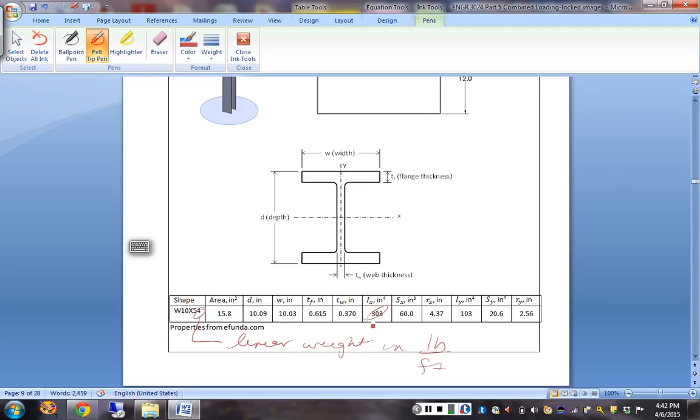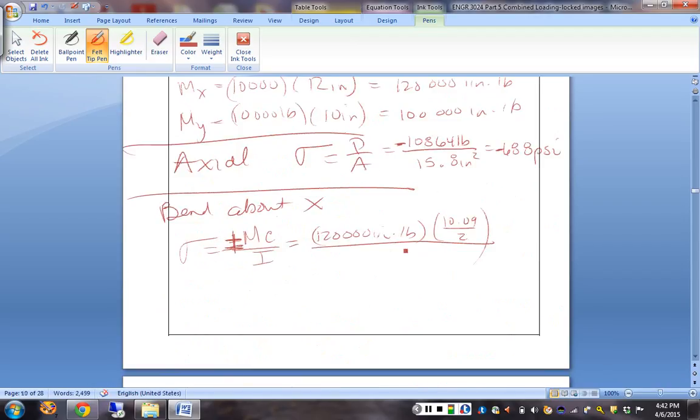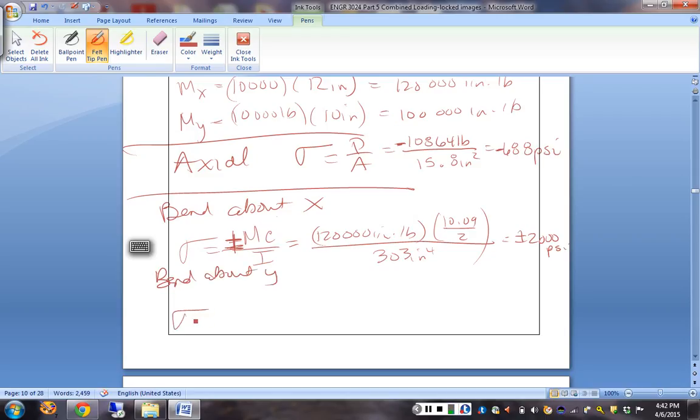303 inches to the fourth. So that number is plus or minus 2,000 psi. Now for bending about Y, we also have plus or minus MC over I with some different values. Miss Mitchell, what's that bending moment? About Y is 100,000. So that one's 100,000 here.